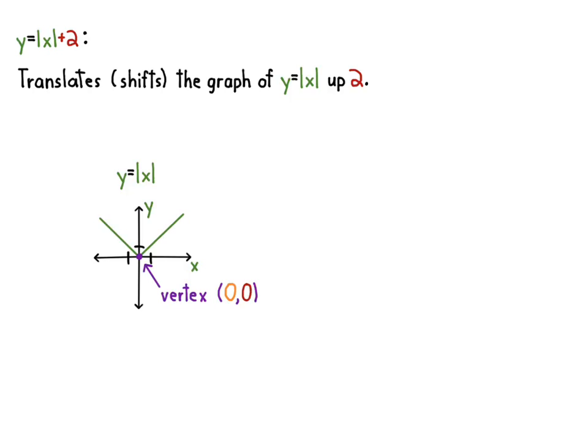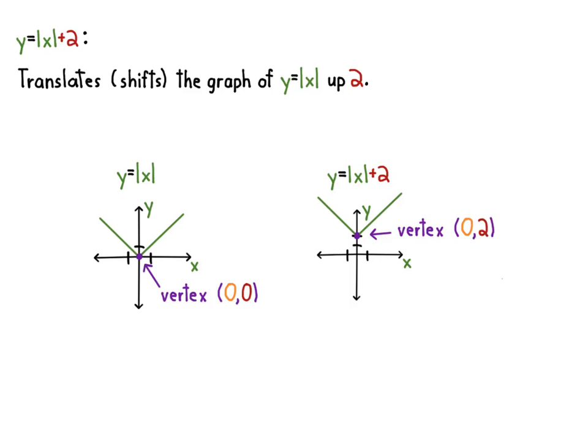So this is the basic y equals absolute value of x. Again, like I had on the previous page, its vertex is at 0, 0. And then we want to graph y equals absolute value of x plus 2. Now, if you're ever confused, just start plugging in numbers. If I plug in 0 there, I get 2, right?